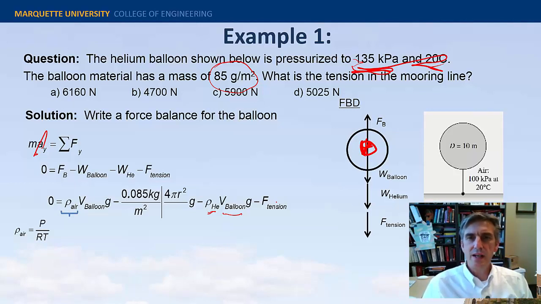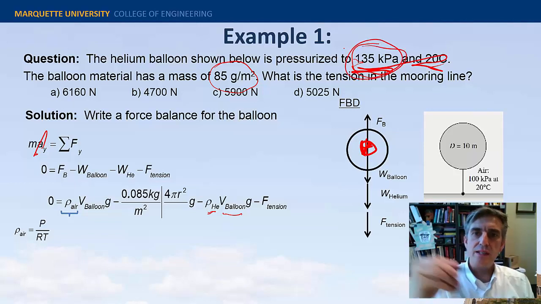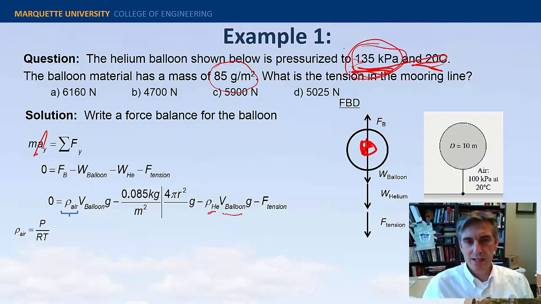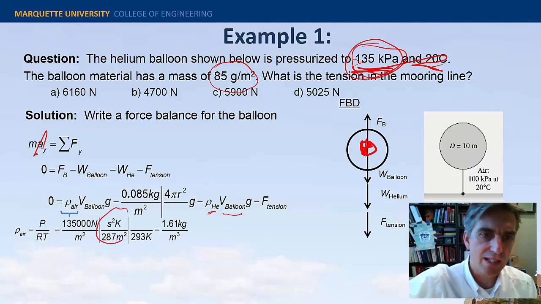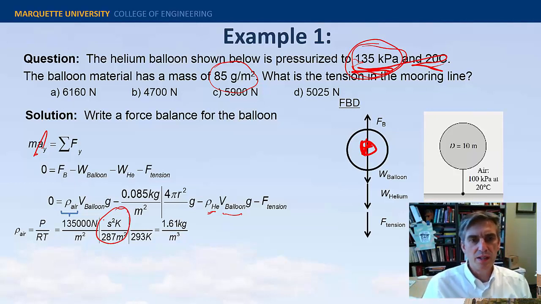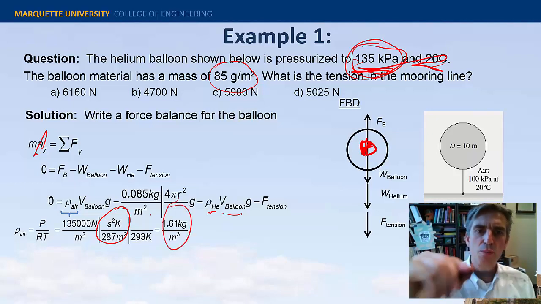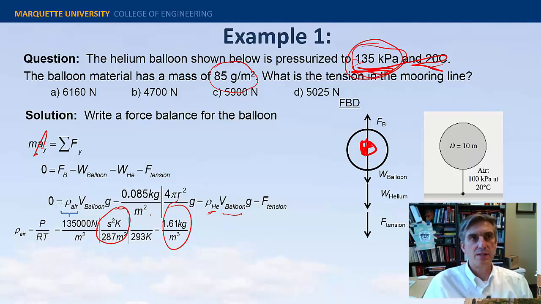I know that the density of air at standard temperature and pressure is about 1.2 kilograms per meter cubed. So at a little bit higher pressure, I'm expecting the density to be slightly higher. I can calculate it by assuming that the air is an ideal gas. So I rearrange PV equals mRT, and I get P over RT. So I plug everything in there, and the R I'm using is the gas constant for air, 287 meters squared per second squared Kelvin. I get 1.61 kilograms per meter cubed. So that kind of fits with this idea that I know that the density of air is 1.2 kilograms per meter cubed. So it's a little bit more.